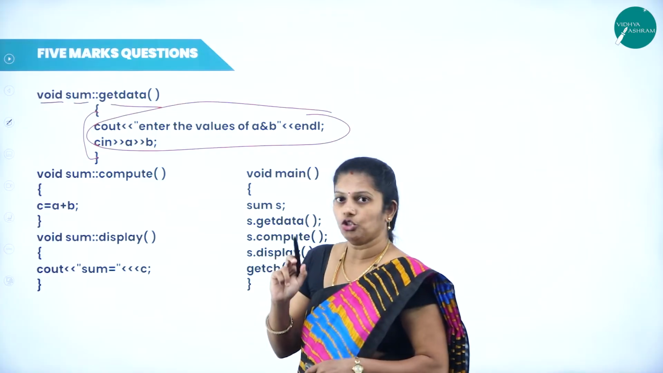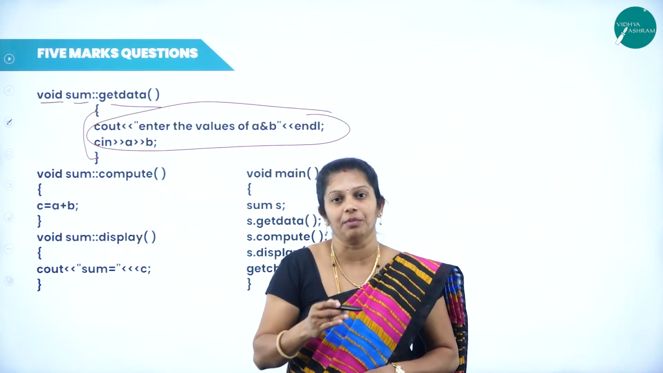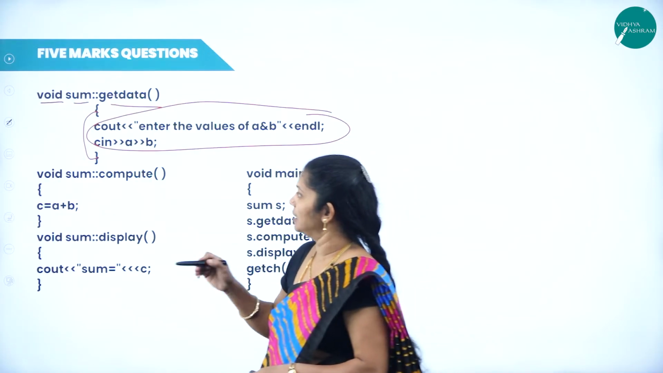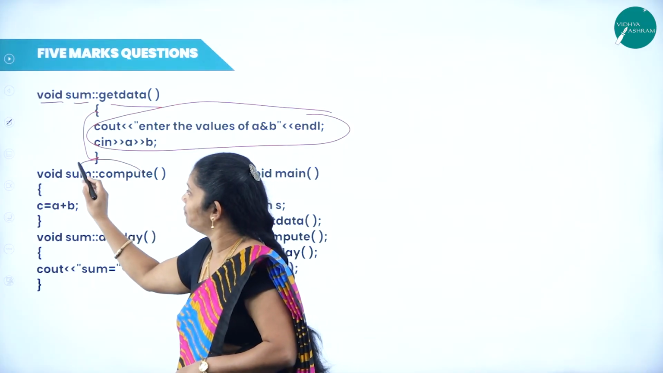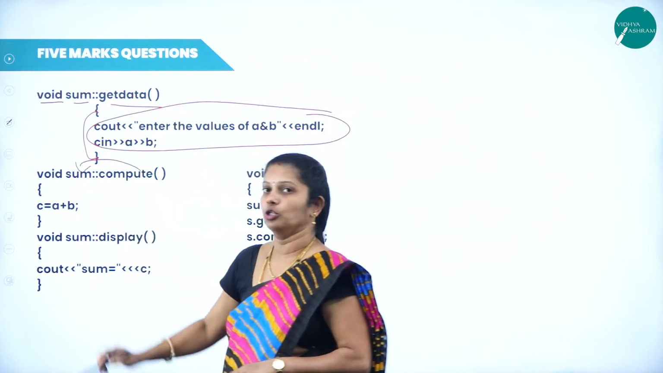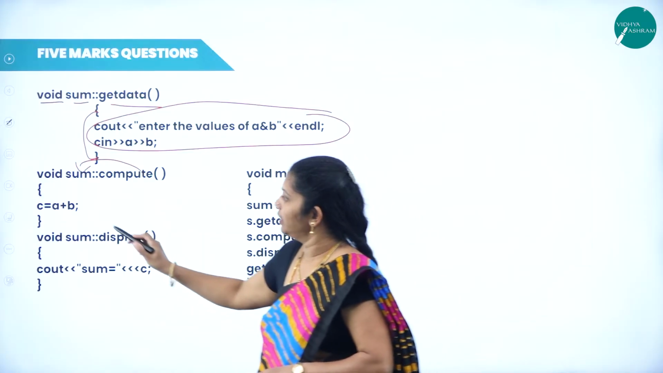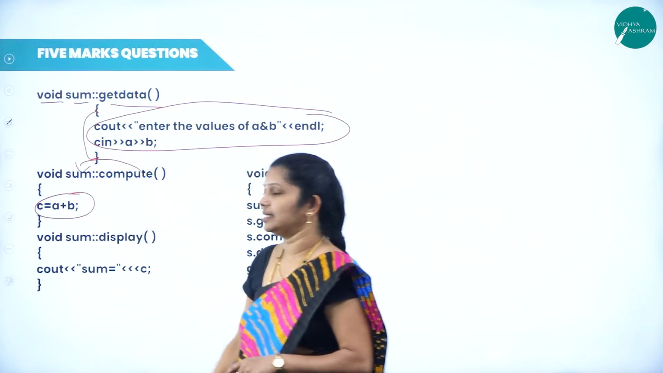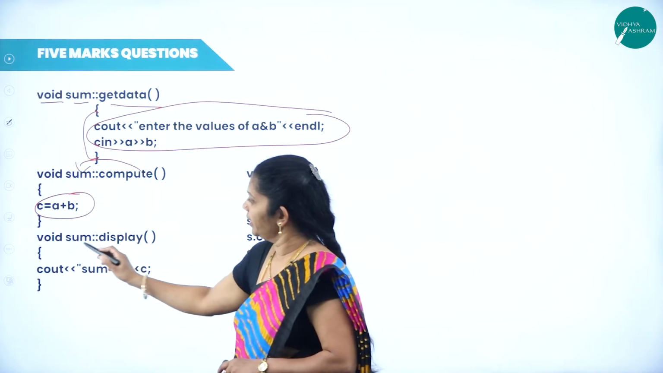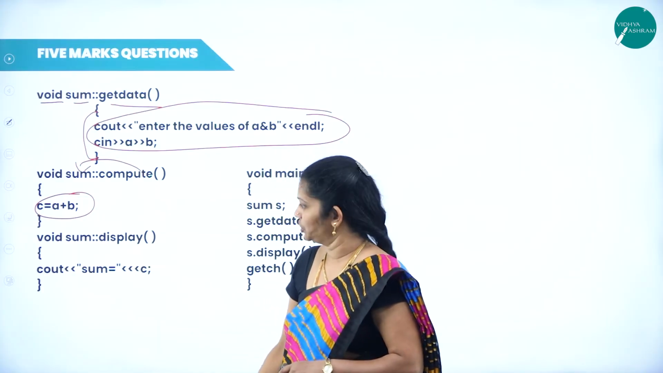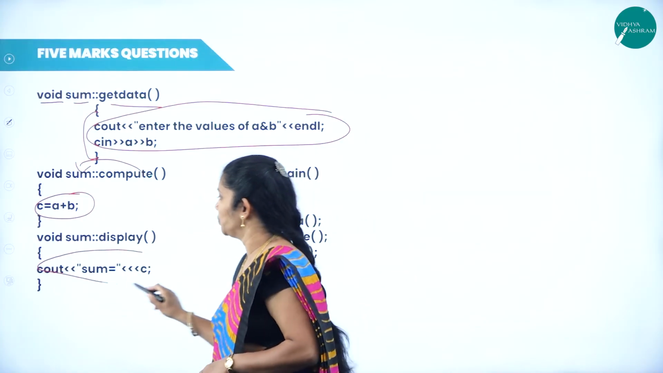The scope resolution operator helps to define the member function outside the class, and it also defines which class that particular function belongs to. Then here we are doing the calculation, that is C equals A plus B. Then one more function we have, the display function, which will display the value.